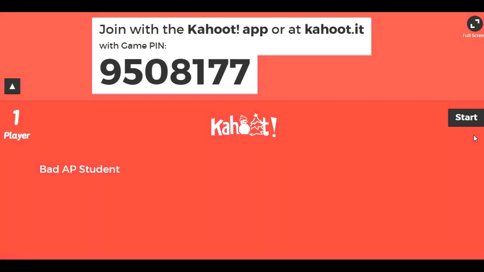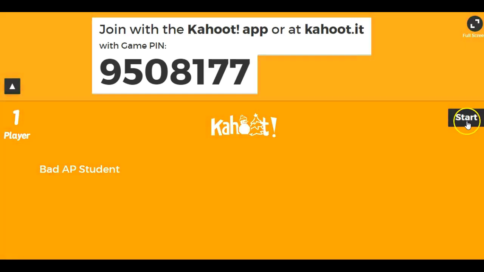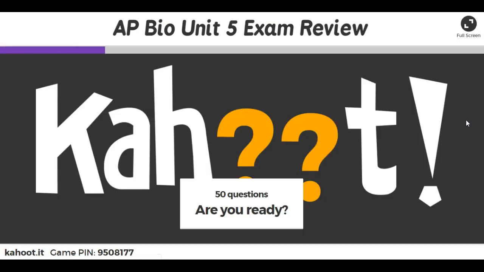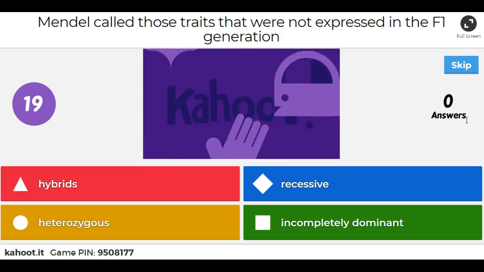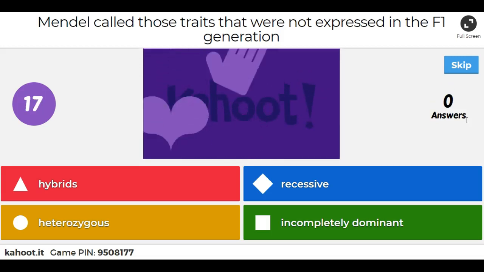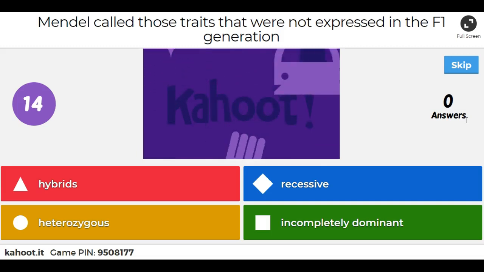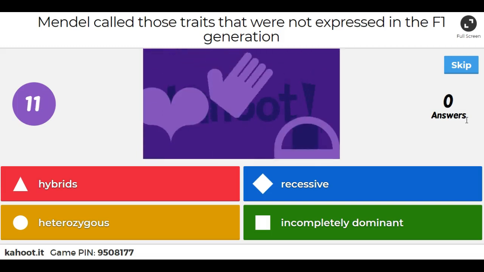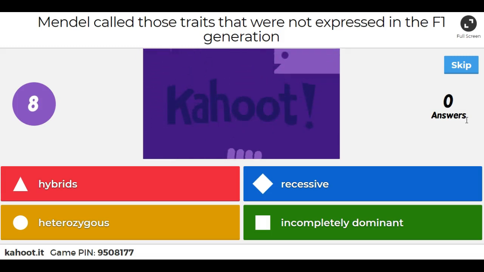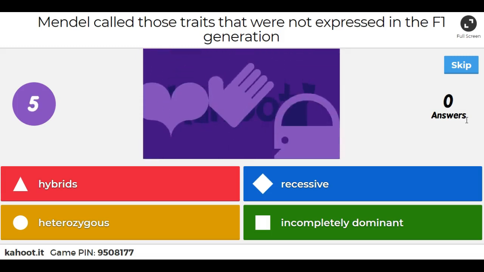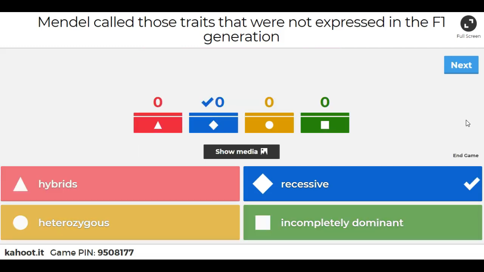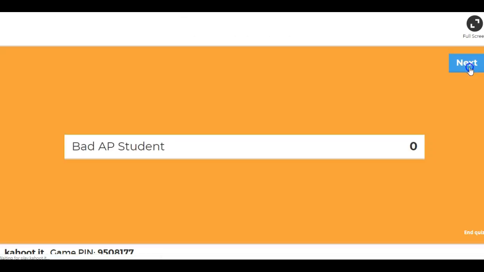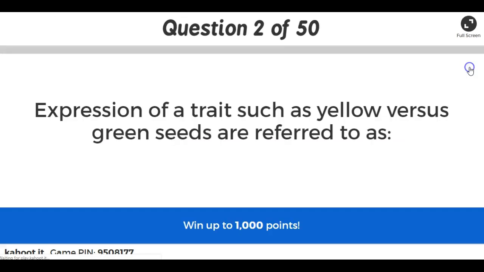All right, let's go ahead and get started on our game. So question number 1, Mendel called those traits that were not expressed in the F1 generation recessive. Good job to those of you that got it right.